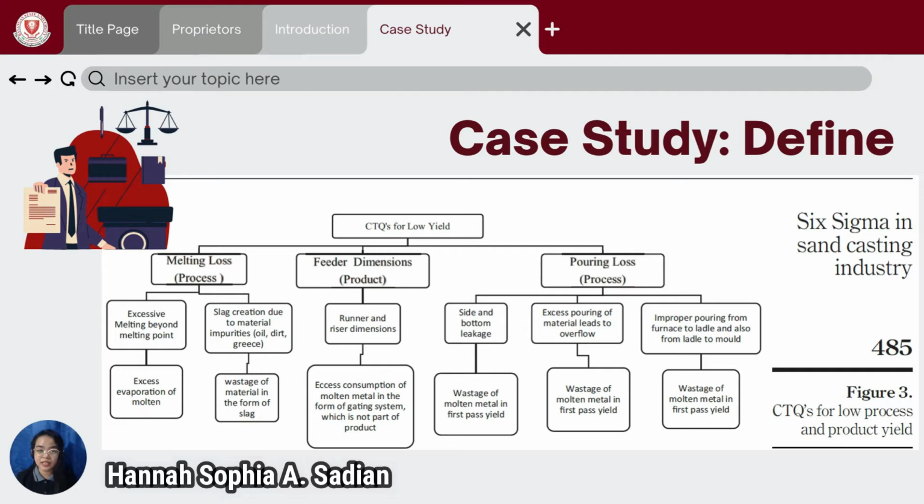Another tool used is the CTQ diagram to identify the factors contributing to the yield loss. Based on this figure, the main CTQs identified are pouring losses and melting losses, which are both process-specific, and the feeder dimension standard, which is a product-specific CTQ. These CTQs must be prioritized to improve the current process.